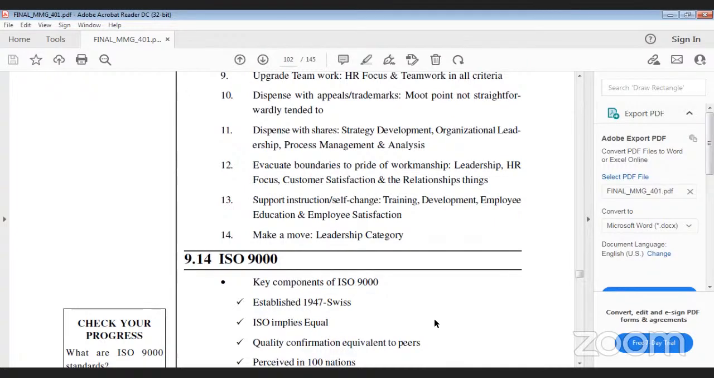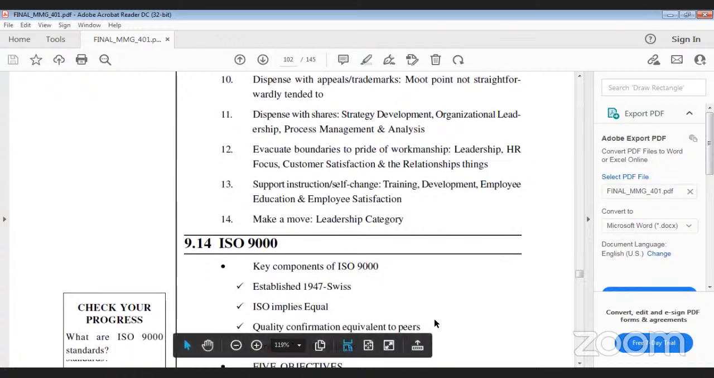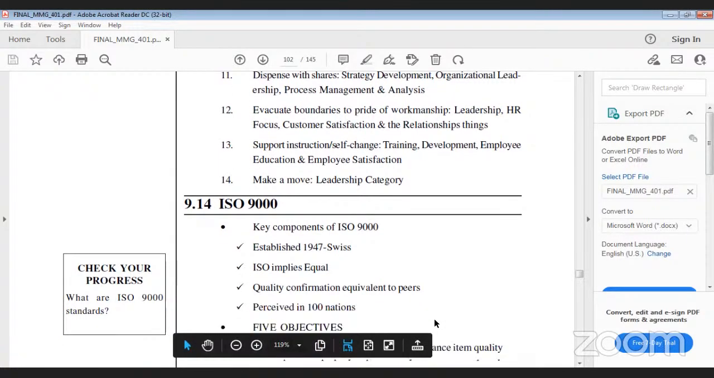Then makeover leadership category is also there. There are some points here. A question is given for you. Here is a check your progress.